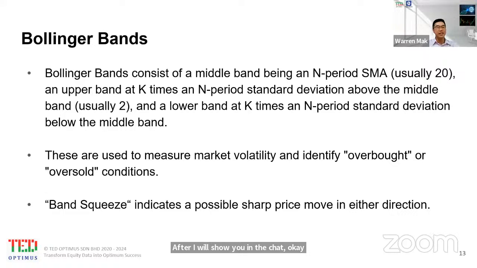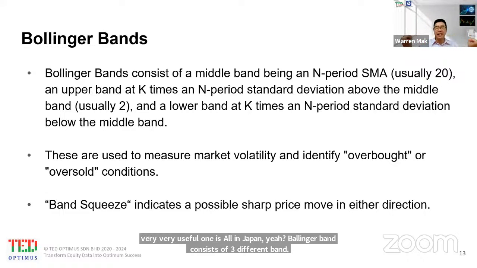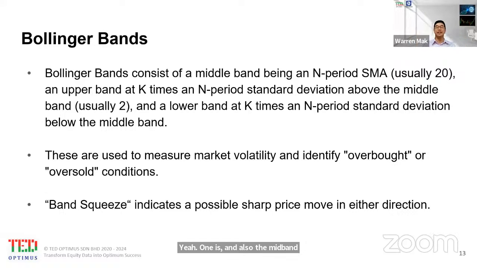Another very, very useful one is Bollinger Band. Bollinger Band consists of three different bands. The mid band is actually a 20 period moving average. So you have an upper band and a lower band.